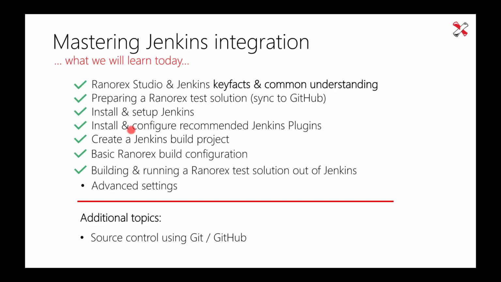So what I have shown you so far is we created a Jenkins build project, we did some settings within the Ranorex build configuration, and we finally built and ran the Ranorex test out of Jenkins. What I would like to spend the next 20 minutes on is to show you some advanced settings to make it more useful, so how to access a Ranorex report, how to download it and stuff like that. This is something I would like to show you in the remaining time of this webinar.